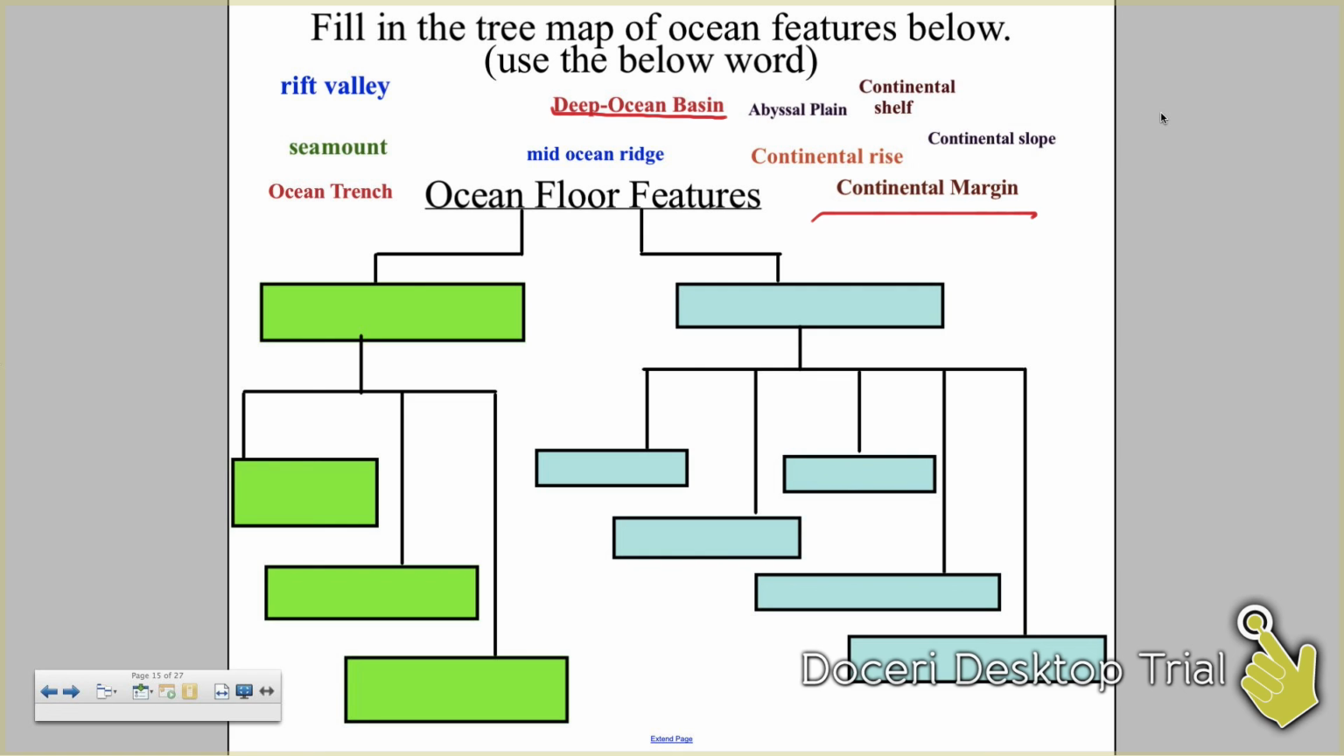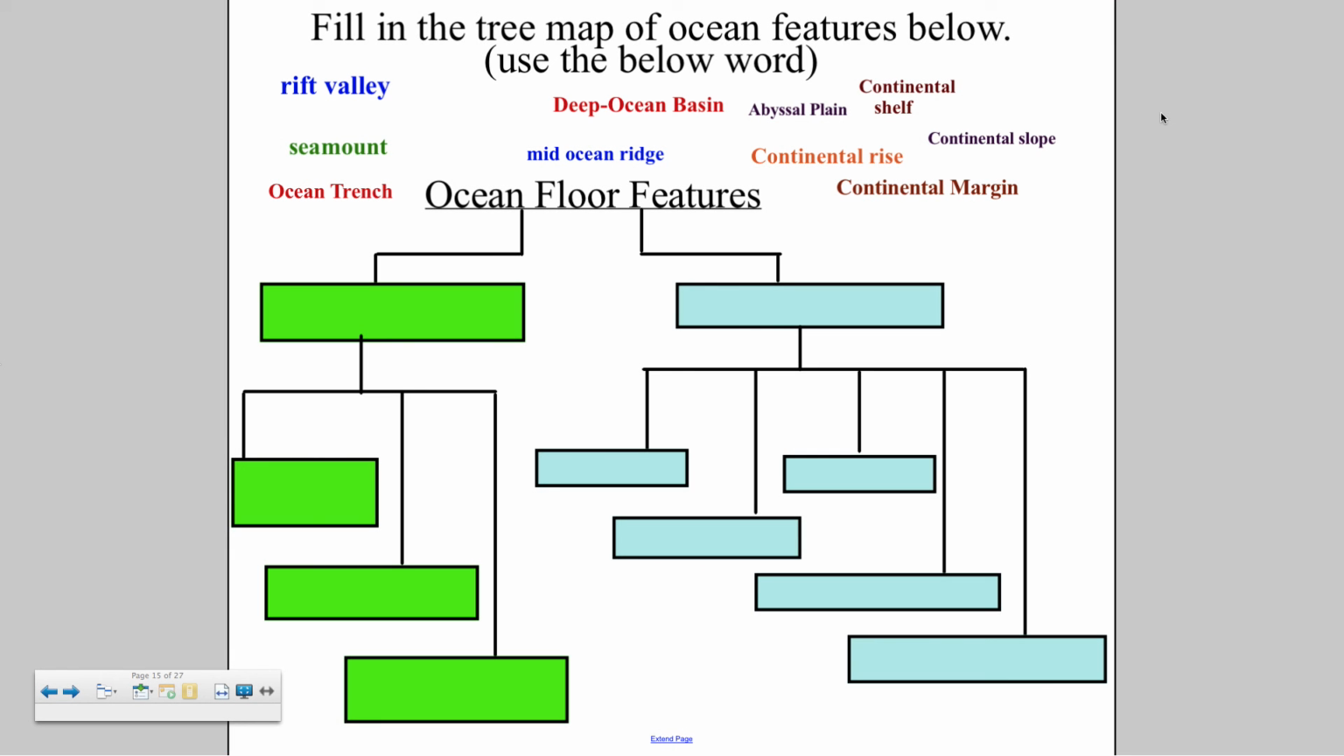Aaliyah, tell me. Continental margin goes in the blue. How many children do the continental margin have up there? Aaron? Why would you say that? What are the 3? Exactly. Your continental margin has to go here. Because if it went the other place, you're telling it has more children than it does. And it doesn't. And he said that what belongs here is the continental rise.